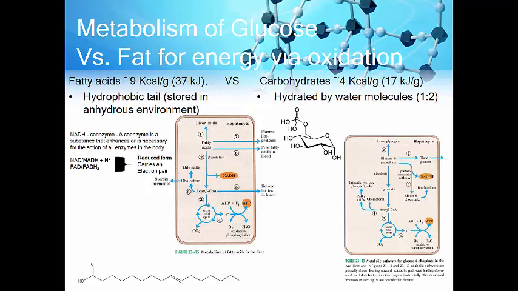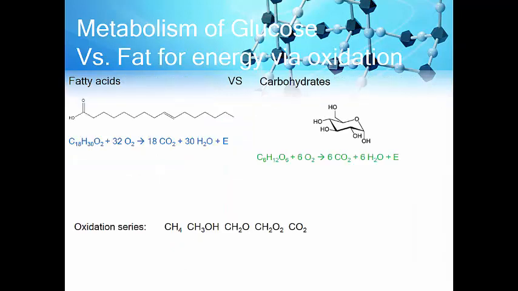So let's have a look at how we can work out this energy just simply looking at the oxidation series for these types of compounds. So if we look at fatty acids, so when fatty acids are oxidized, we get carbon dioxide and water and energy being produced. So if we know this is our fatty acid formula, we can balance this equation and we can see that we get 18 CO2s and 30 waters. If we compare that to carbohydrates, when we balance it, we get 6 carbon dioxide and 6 water. Okay, so you can see there's a lot more produced from one fatty acid than what we get from a carbohydrate.